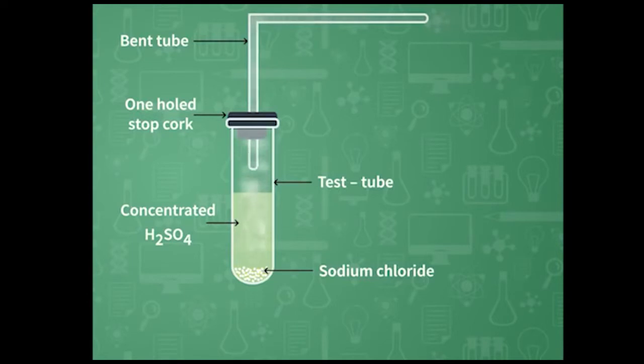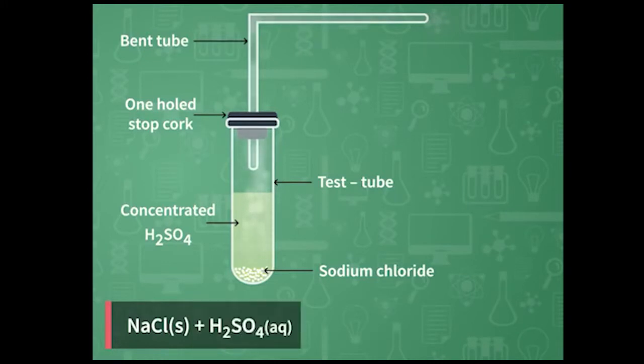Which gas will be evolved during this reaction? Let us see this using a chemical equation. We had sodium chloride, which is NaCl. It reacted with sulfuric acid, H2SO4. Sodium chloride is solid, where sulfuric acid is aqueous. Both are compounds, so when they react, a double displacement reaction will occur.